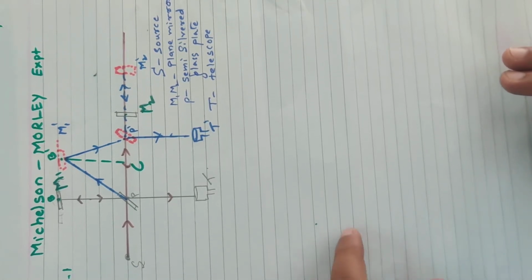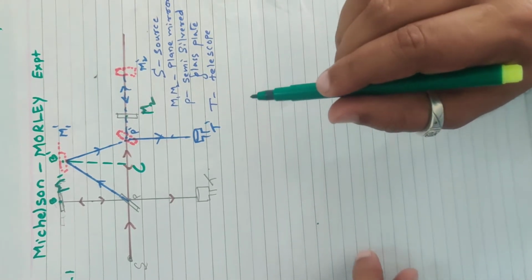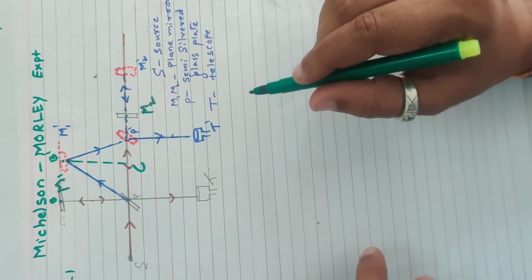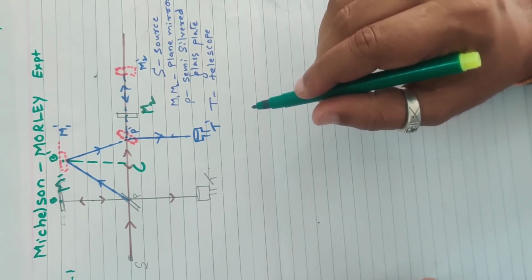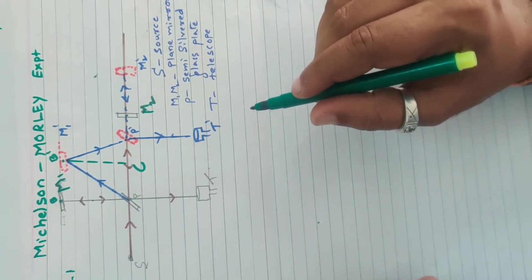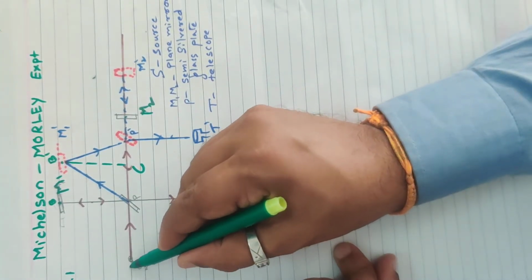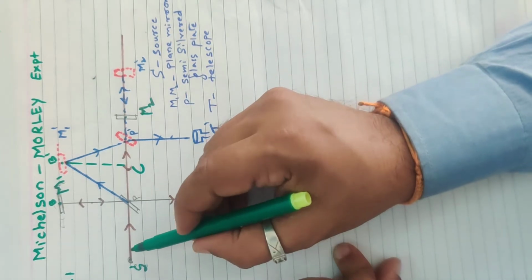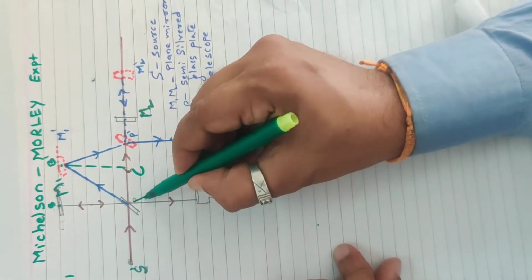So today we focus on the Michelson-Morley experiment. As you said, the Michelson-Morley experiment is to determine the velocity of light. Therefore, what Michelson and Morley did is they took a source and made the light incident on the semi-silvered glass plate P.